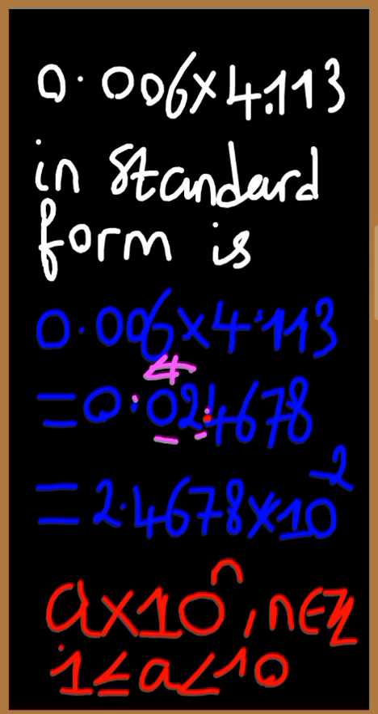Therefore, 0.006 times 4.113 in standard form is simply equal to 2.4678 times 10 to the power negative 2. We underline the answer.